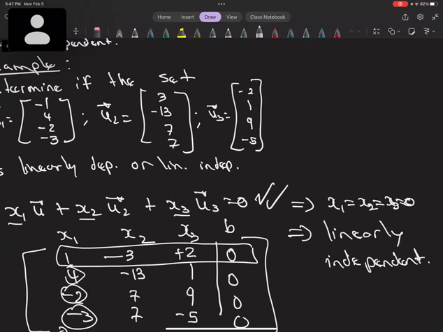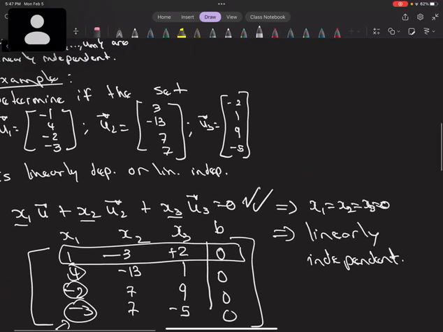Okay. So basically it means you have one vector here, and another vector here. So these two could be in one plane.